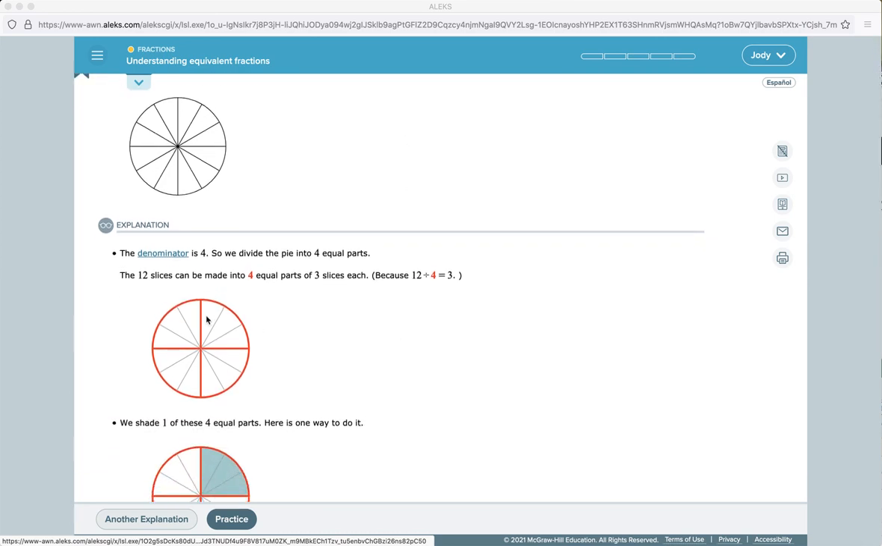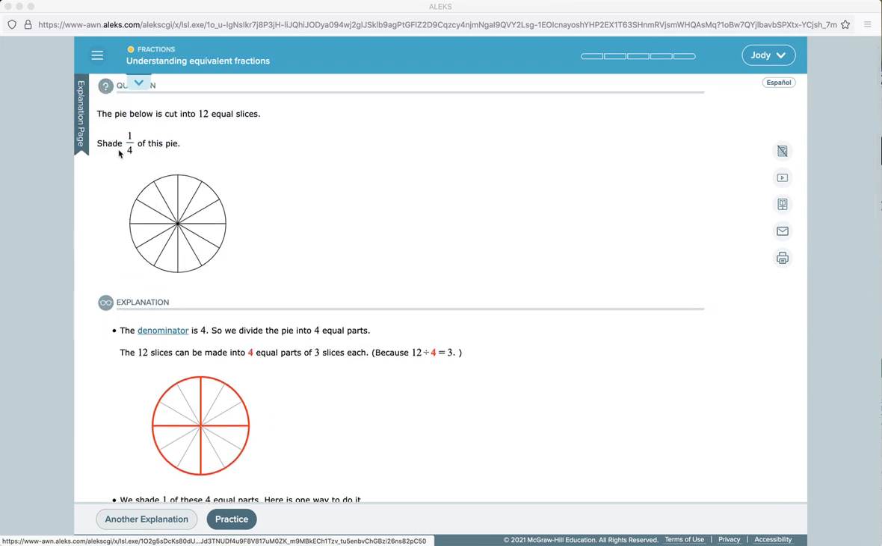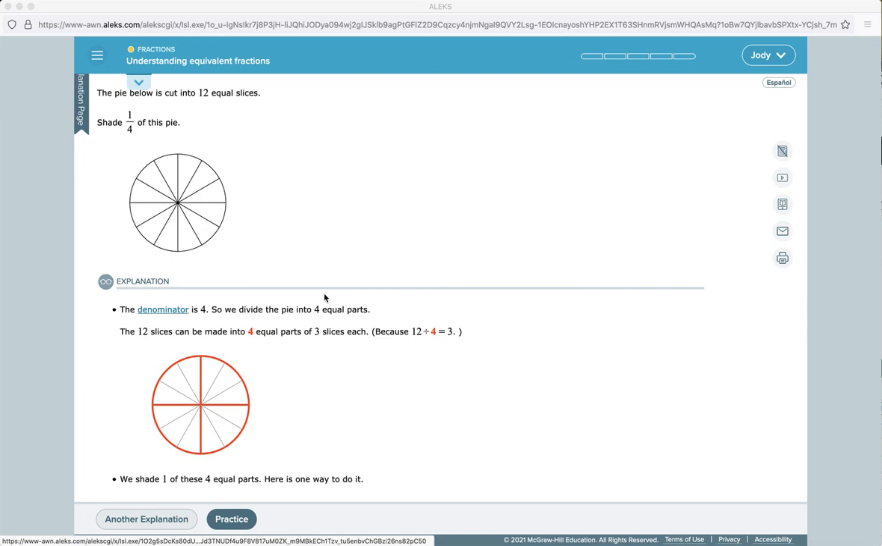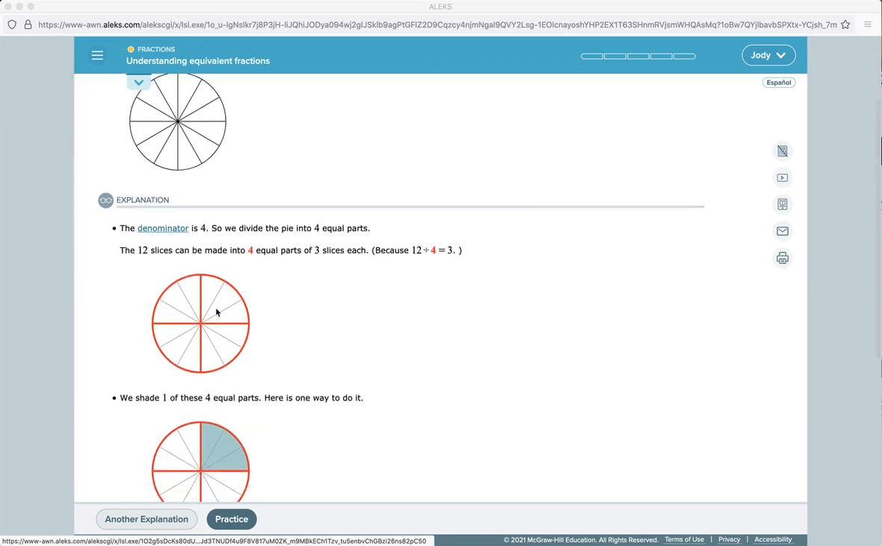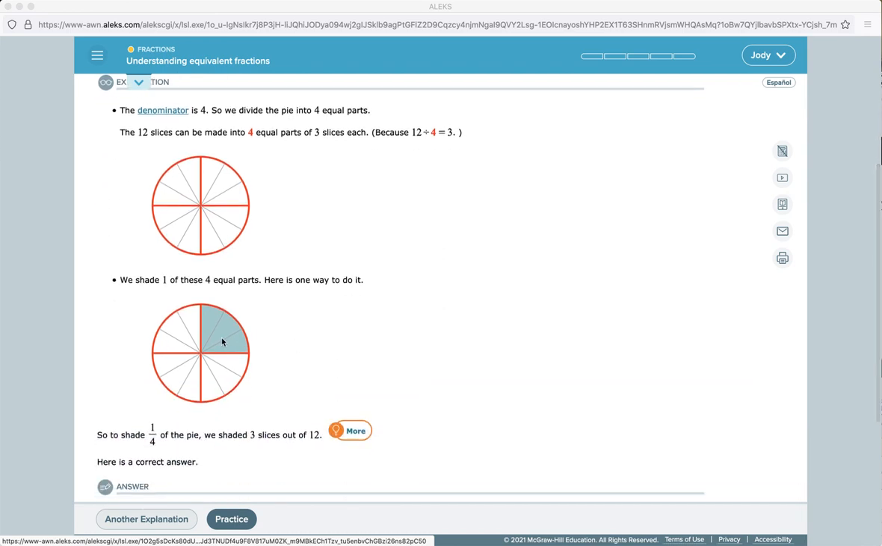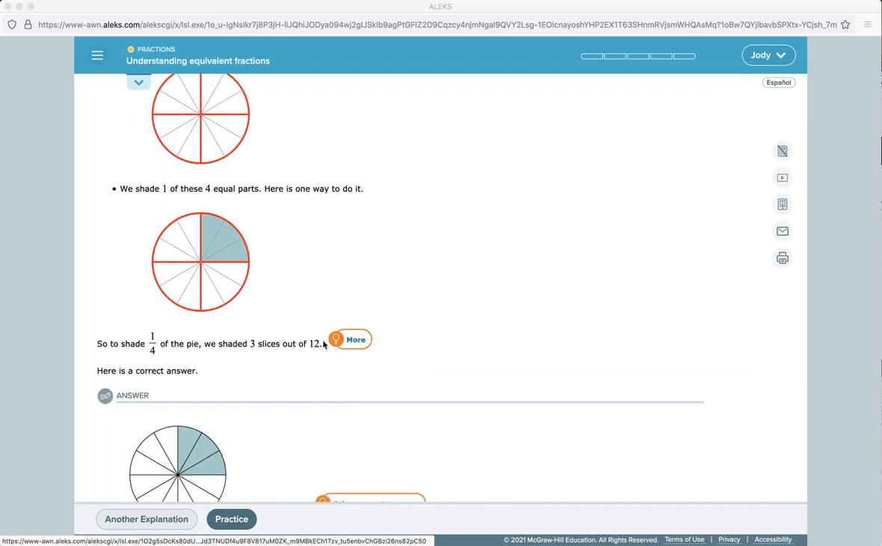And now that we see in red here the 4 new slices, we are going to go back to our original problem where it says what we shade, and we are asked to shade 1/4 of this pie. So all I want to do is shade one of those 4 sections as shown here. It doesn't matter which one you shade, but you're only going to shade one of the 4.